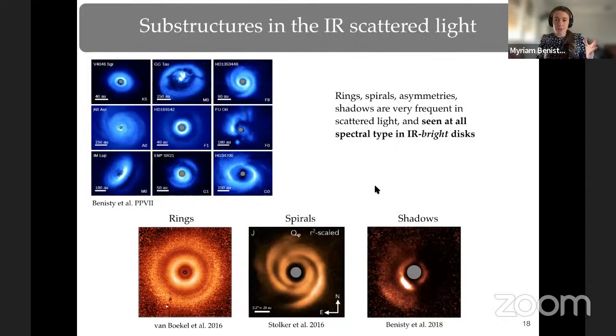Now, if we change regime, we go to the infrared scattered light. So we're looking at the small grains on the disk surface. Again, we find that as soon as we observe a disk that is bright enough in the infrared, we will see substructures. And in the scattered light, we see that we have rings and gaps as very frequent substructures, spiral arms that are more frequent than in the millimeter, and what we call shadows.